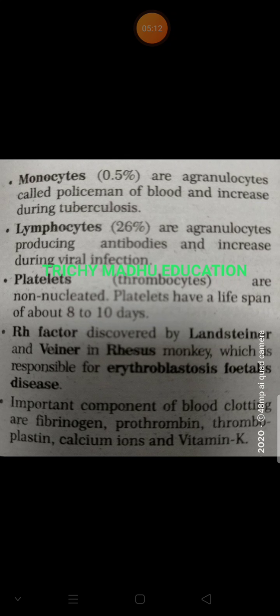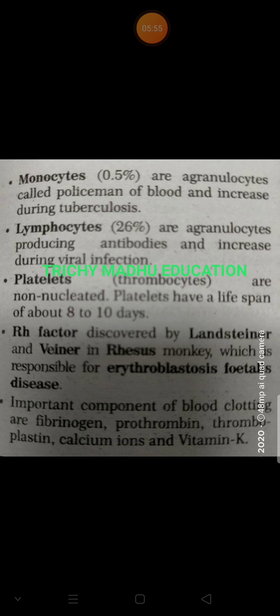The Rh factor was discovered by Landsteiner and Wiener in the rhesus monkey, which is responsible for erythroblastosis fetalis disease. Important components of blood clotting are fibrinogen, prothrombin, thromboplastin, calcium ions, and vitamin K.